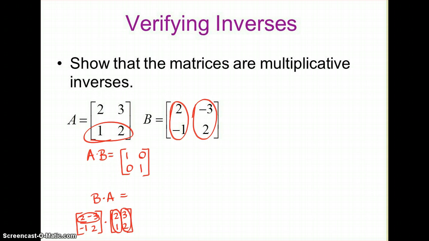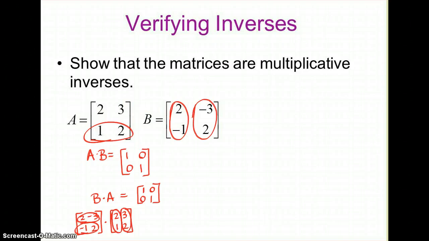So 2, -3 is multiplied times 2 and 1. So 2 times 2 is 4, -3 times 1 is -3, 4 and -3 make 1. Then I do the second column. 2 times 3 is 6, -3 times 2 is -6. That makes 0. Okay, so I'm done with the first row. Now I'm going to do the second row. -1 times 2 is -2, 2 times 1 is 2, -2 and 2 are 0. -1 times 3 in the second column is -3, 2 times 2 is 4, -3 and 4 is also 1.